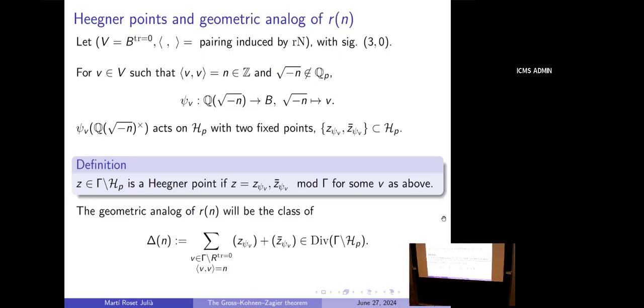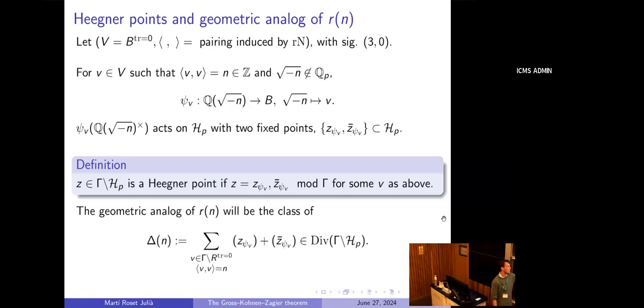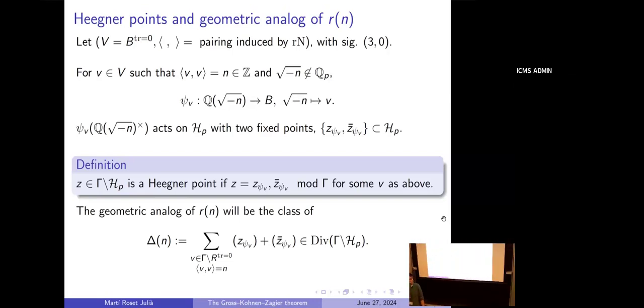And now we're ready to give what will be our geometric analog of the RNs, which will be essentially an average of these Heegner points. So this will be this delta. It will be a class of a divisor, delta n, that is a divisor in the Shimura curve H/P mod gamma. And it's defined as a sum over vectors of length n, but we take the sum over vectors in this Z[1/P] lattice made of the trace zero elements of our maximal order, modulo the conjugation action by gamma. And for each of these vectors, we put the 2 Heegner points attached to M.